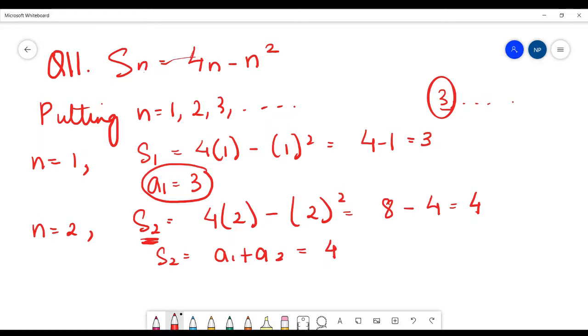S2 is what? Sum of the first two terms, that is A1 plus A2 is equals to 4. Now over here we can substitute the value of 3 in A1. So this will become 3 plus A2 is equals to 4. From here we will derive A2 as 4 minus 3. A2 we will get it as 1. Okay, copy down this much. A2 we got it as 1.